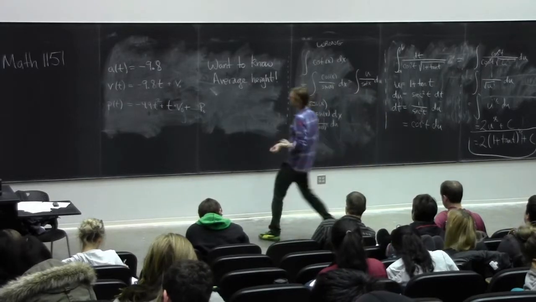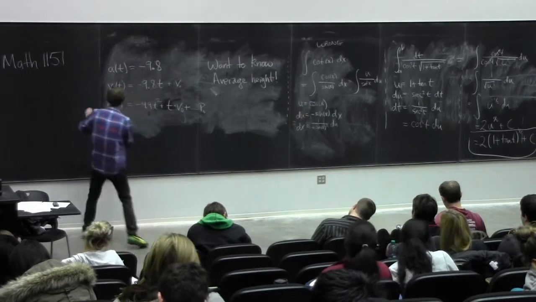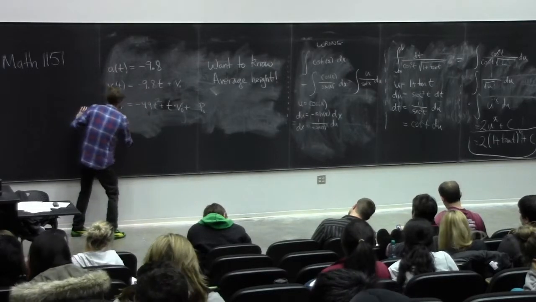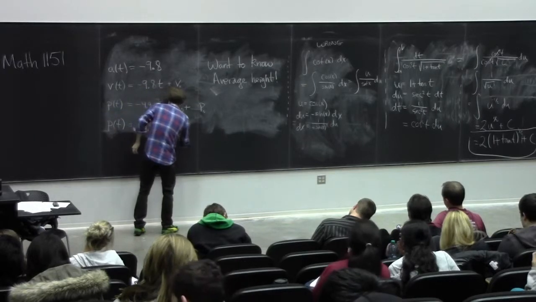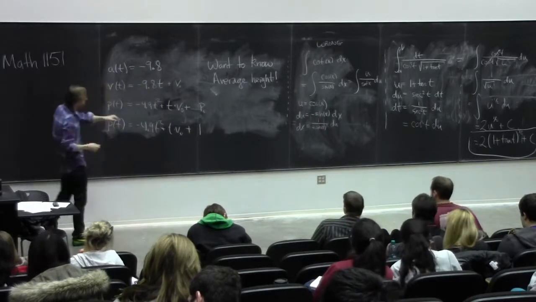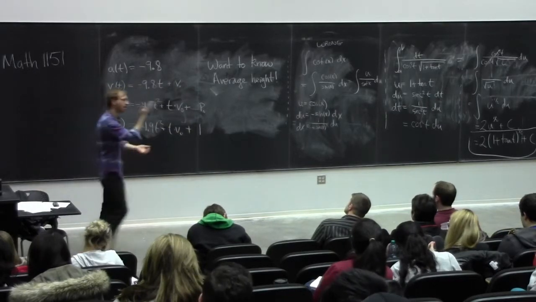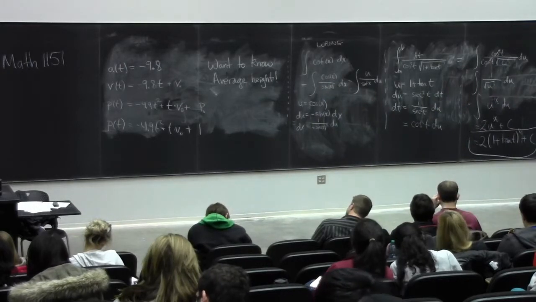Now the initial height we know. I'm going to rewrite this. P of t is equal to minus 4.9 t squared plus t times v naught plus, we'll say, 1 meter. 1 meter high. What we don't know is how fast I toss the ball up. We have no idea what that is, right?